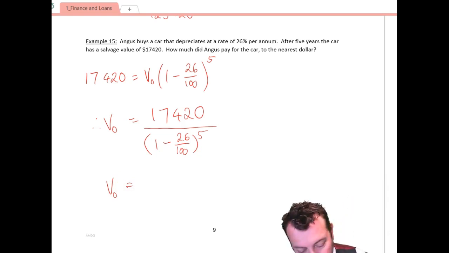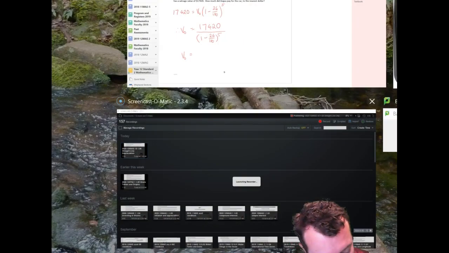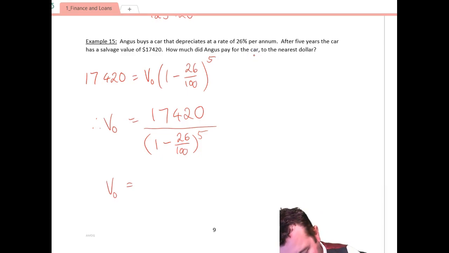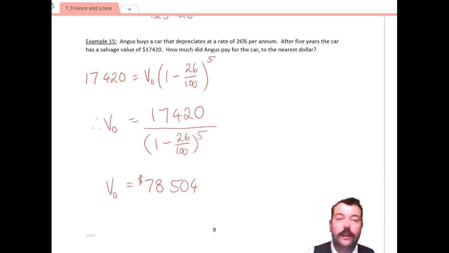So, coming back to this, reading carefully, to the nearest dollar, 78,504 is our initial value.